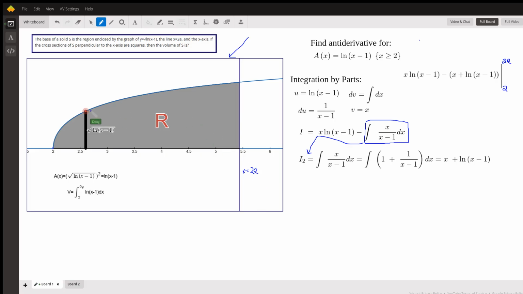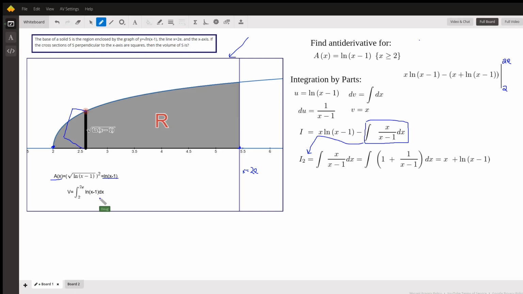And so in this region, each cross-section perpendicular to the x-axis is actually a square. So you have to picture a square coming up out of here into 3D. And the area of that square is the side of the square squared, which is what this is. The area function for each cross-section is f of x squared. So there's the area of the square. So the volume of the solid S is the definite integral from 2 to 2e of A of x dx.